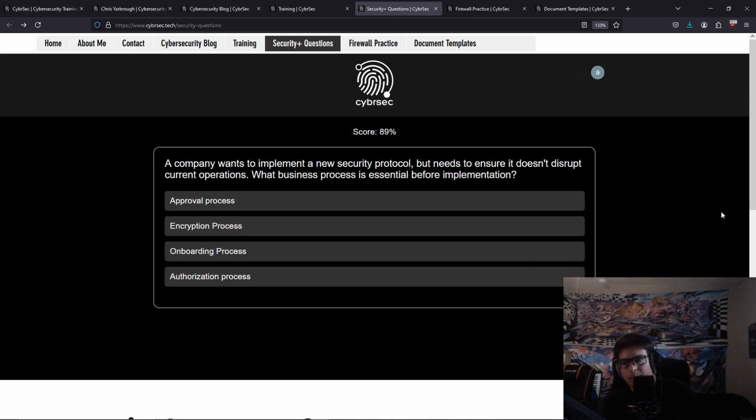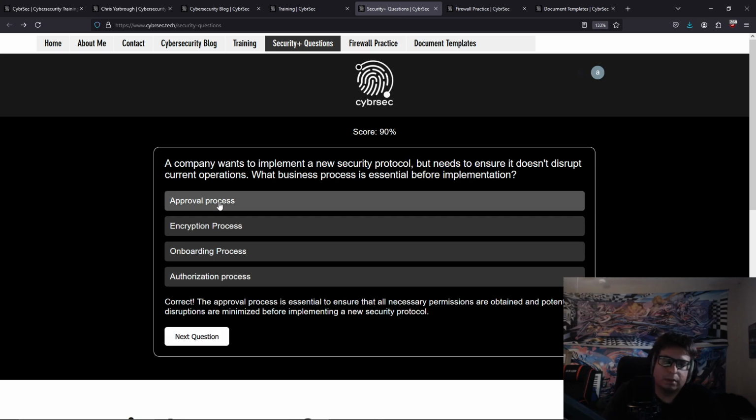A company wants to implement a new security protocol but needs to ensure it doesn't disrupt current operations. What business process is essential before implementation? The approval process. If a new protocol is in place, it needs to be approved. Correct.